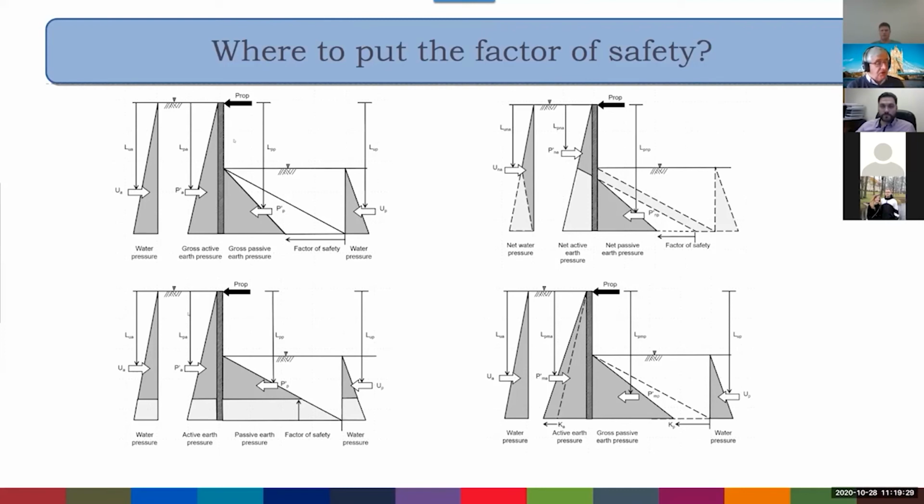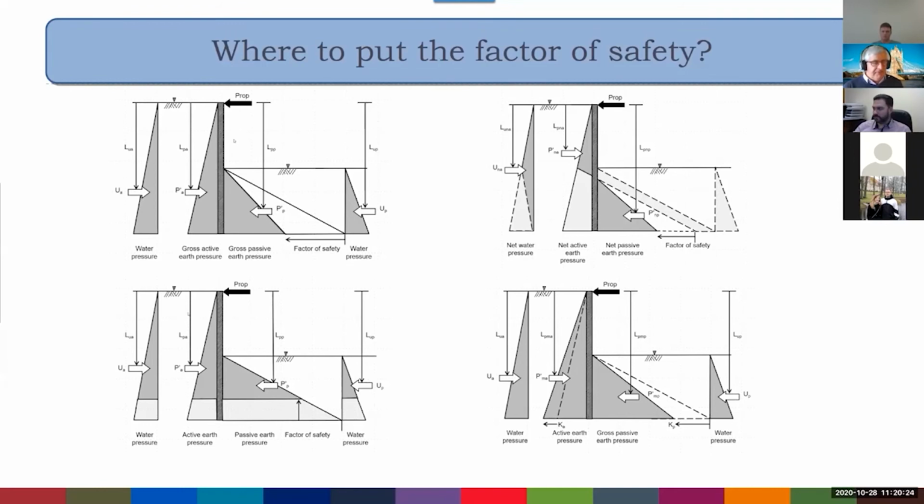And here I show 4 traditional methods of doing it. The top left is to apply the factor to the passive earth pressure. So we've reduced the white triangle down to the gray triangle, and we only factor the earth pressure, not the water pressure. On the top right, we have what is called the net pressure method, which takes the difference between the pressure diagrams and then applies the factor to the net passive pressure. This was a very popular method because you can do hand calculations with it very easily. The problem is it gives you artificially high factors of safety for fairly small increases in pile embedment. So it's a method that's fallen out of favor in modern times as calculations are done by computer. Why use a simplified method when you've got better methods?